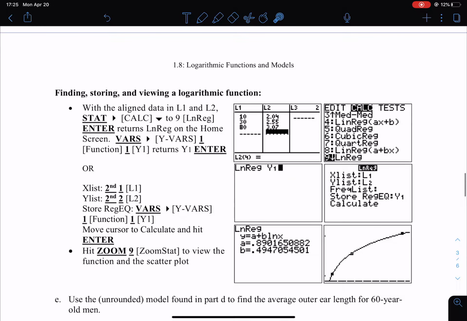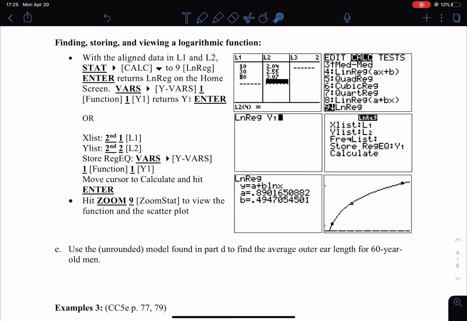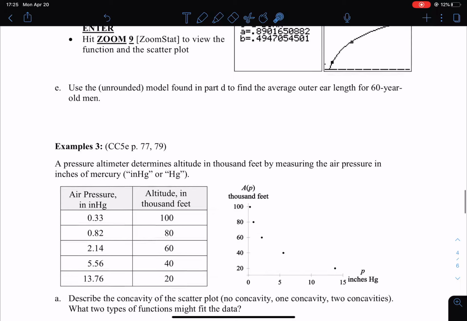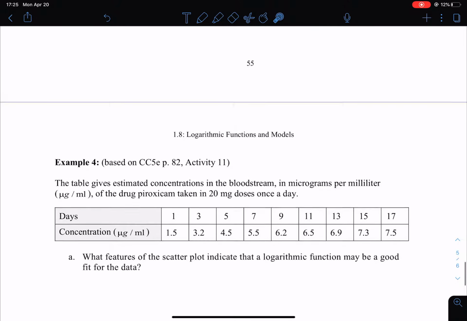Example 4 shows you how to get the equation for a logarithmic function. Here, linear function is 4, quadratic function is 5, cubic function is 6, and logarithmic function, LN, is 9. Everything else is the same, and then we use Zoom 9, ZoomFit, to see if our model is the correct model.